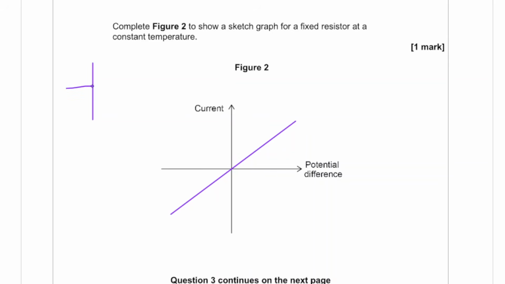For a filament lamp, it would be an S-shaped graph. And this is for a filament lamp. For a diode, oops, let me redraw that. Like that. That's for a diode.